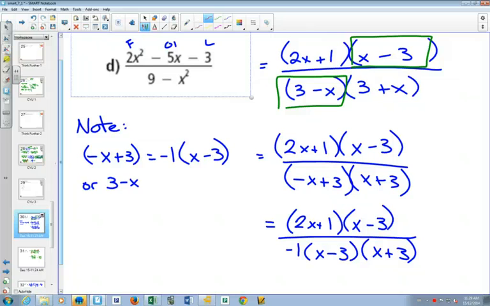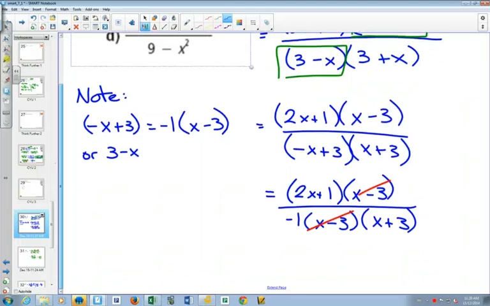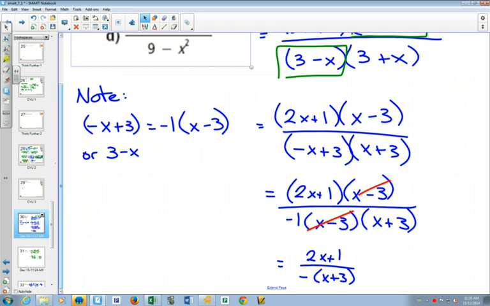then we're left with 2x plus 1 on the top. And if you left it as negative x plus 3, that would be fine. Or if you distributed it to make it negative x minus 3, that would be fine. And that is completely simplified. Questions you can do for this one are Slurpee.